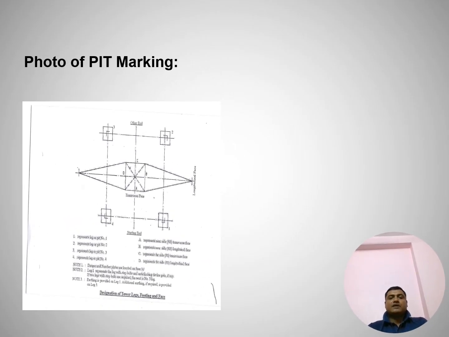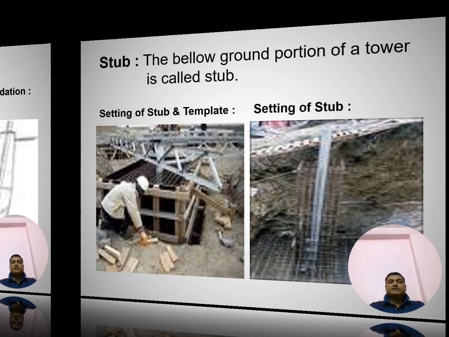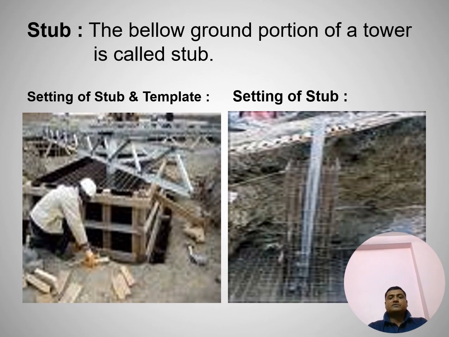So basically, before we start the foundation, we do the pit marking. After pit marking, we dig the pit. After digging the pit, we set the stub through templates. Then we do the concrete and tower foundation for each layer. This is the picture of stub setting, stub template setting, and RCC of stub.